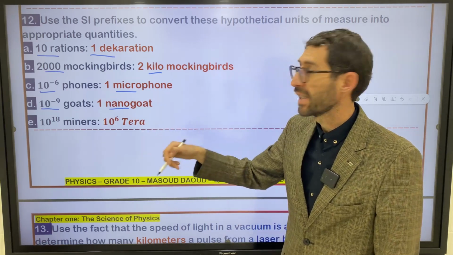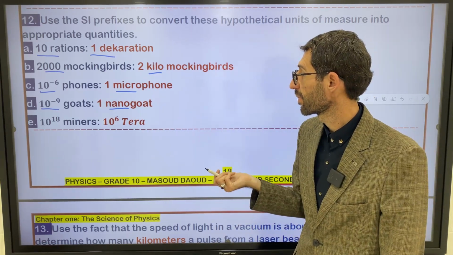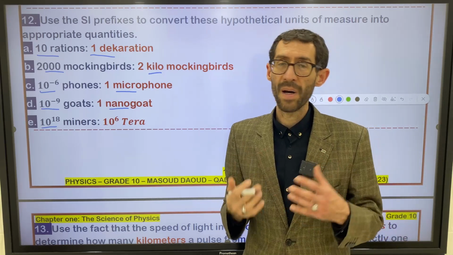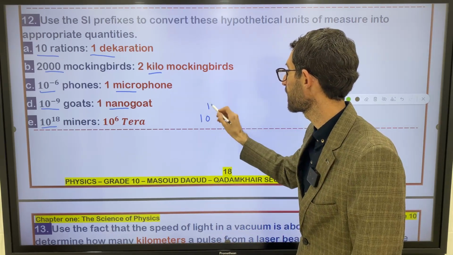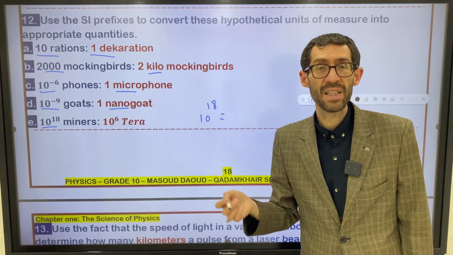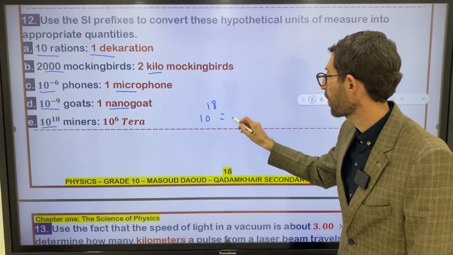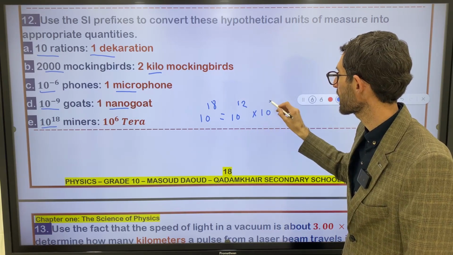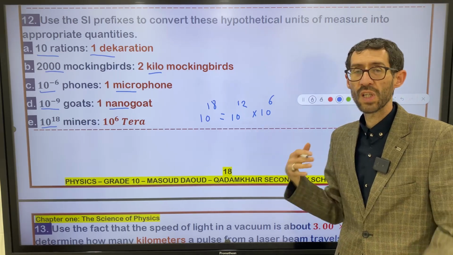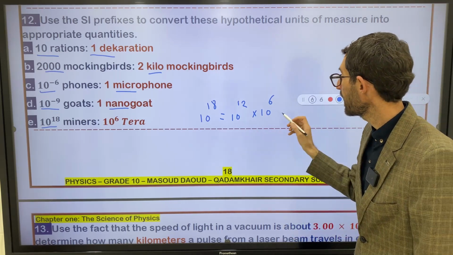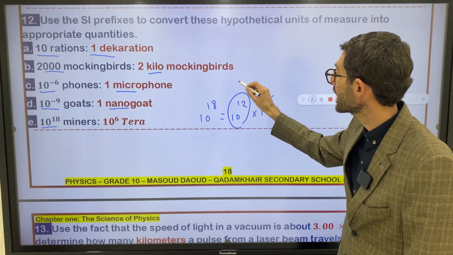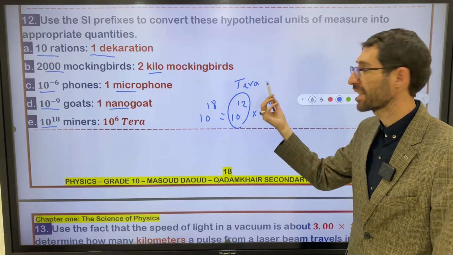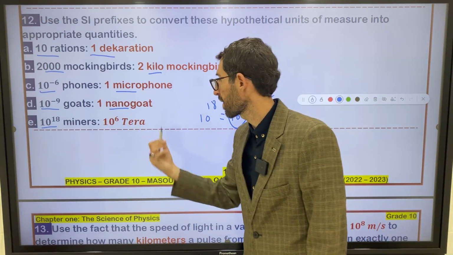And the last one, E, 10 to the power 18 miners, right? But here we have to break down the power. 10 to the power 18, let me write it here. You can break it down into two powers. It will be 10 to the power 12 multiplied by 10 to the power 6, right? So we did nothing, we just broke it down. Here, 10 to the power 12 means tera, yeah? Tera. So I can say 10 to the power 6 tera, right?